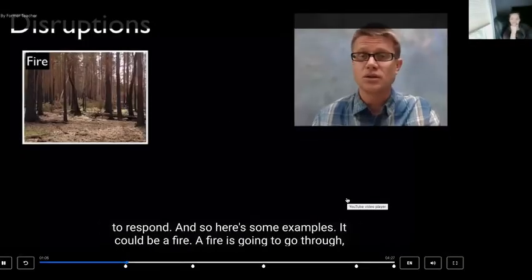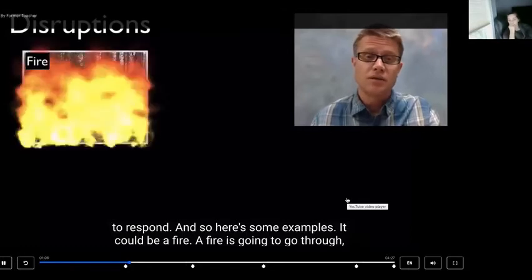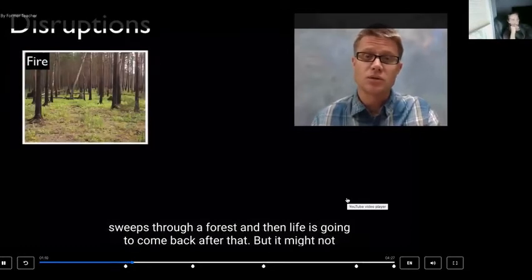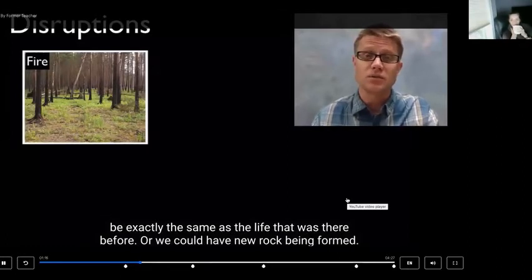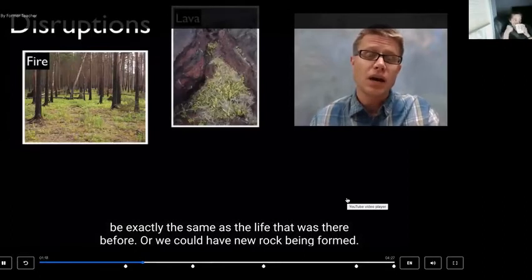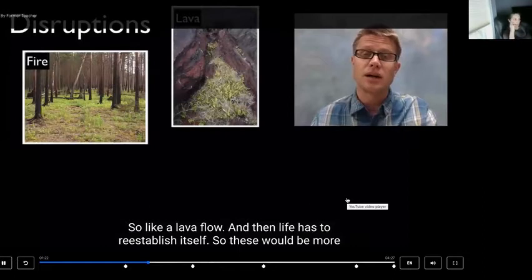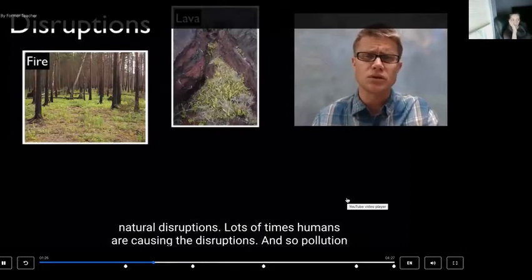Respond. And so here's some examples. It could be a fire. A fire is going to go through, it sweeps through a forest, and then life is going to come back after that. But it might not be exactly the same as the life that was there before. Or we could have new rock being formed, so like a lava flow, and then life has to reestablish itself. And so these would be more natural disruptions.